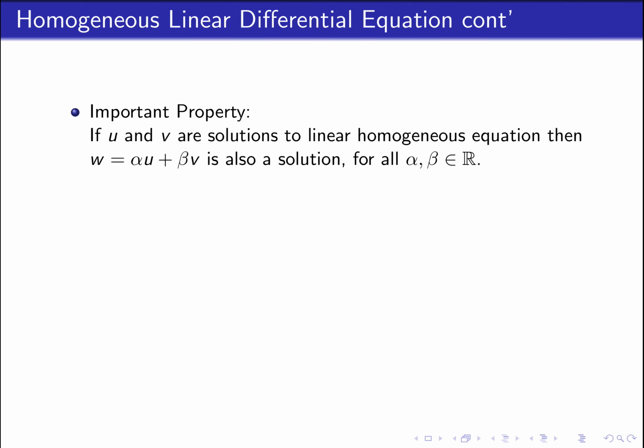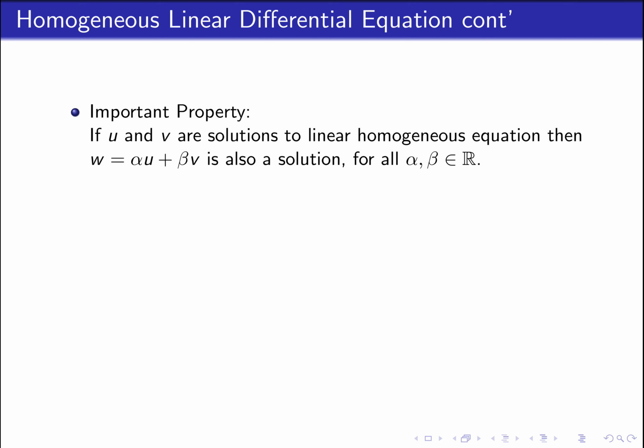Homogeneous linear differential equations have a very important property that we will utilize often in this course. If the functions u and v are solutions of a linear differential equation, then a separate function w, which is alpha u plus beta v, is also a solution, where alpha and beta are real numbers. Therefore, if we take some linear combination of two known solutions of a linear homogeneous equation, that linear combination is also a solution.